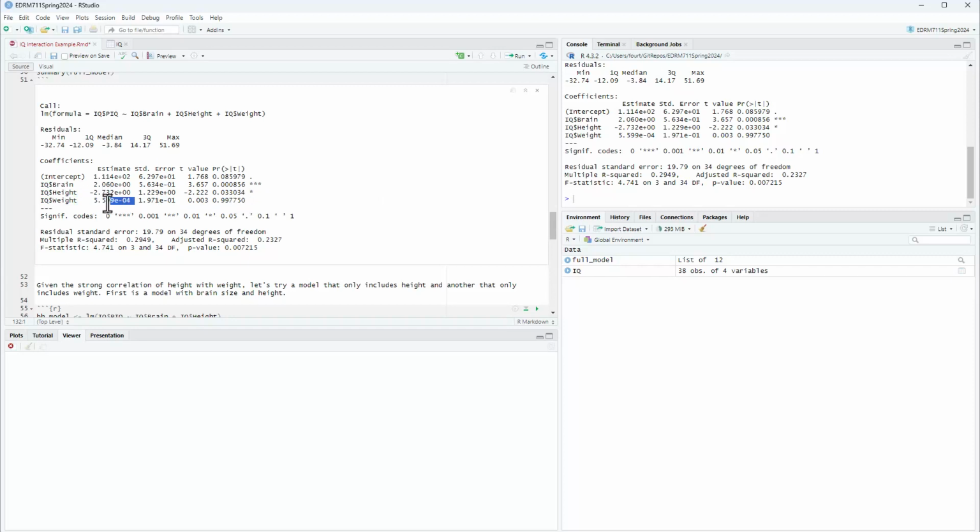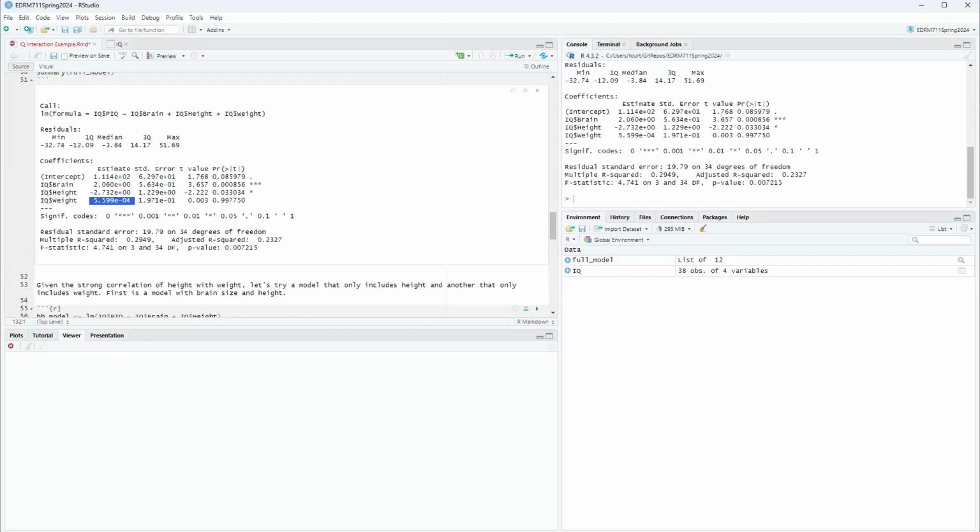In fact, look at this estimate. This estimate is 0.0006. So that's about as close to zero as you will ever see in a regression coefficient.